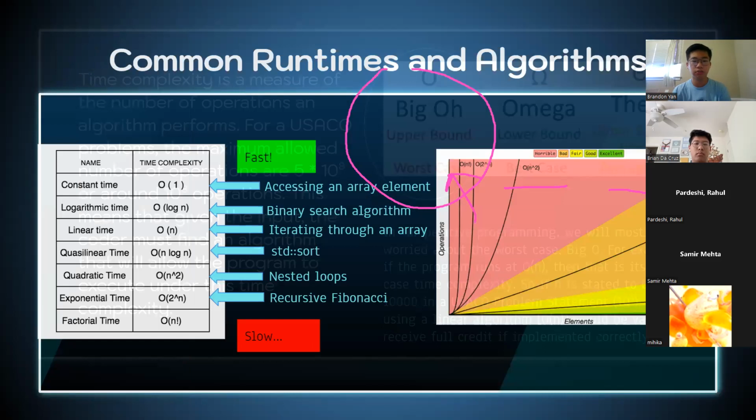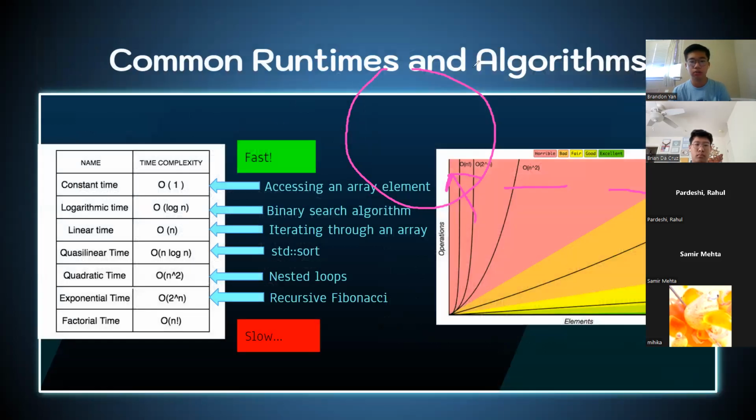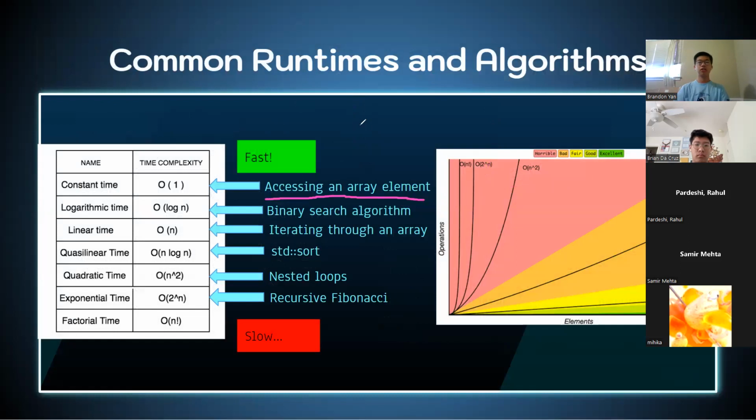So here are some common examples of runtimes and algorithms. So accessing an array element. If I did array of 2 or something like that on an array, that's constant time. So that's why this is a very useful feature of arrays. You can do it really quickly. Even if I had an array of size 1 million, if I tried to access that element, array of 2, that's only constant time. So that's something very important to keep in note.